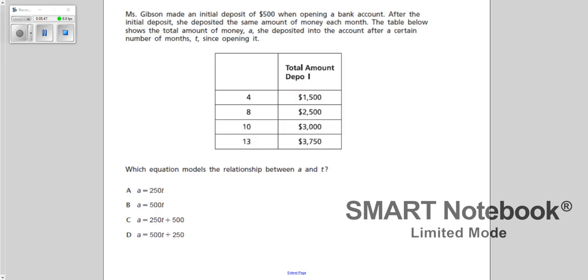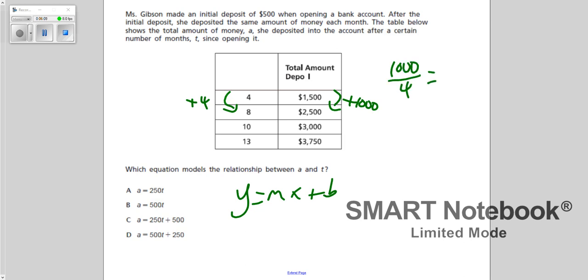We need to figure out the equation. So to write an equation, and it looks like all the equations are in slope-intercept form, we need to find the slope and the y-intercept. You can find the slope by choosing 2 points and using the slope formula, or by doing the jumps and figuring out what the pattern is. So the y values are going up 1,000, the x values are going up 4, 1,000 over 4 equals 250. So the slope is 250, which already gets rid of choice B and D.